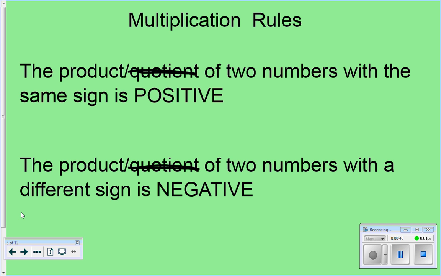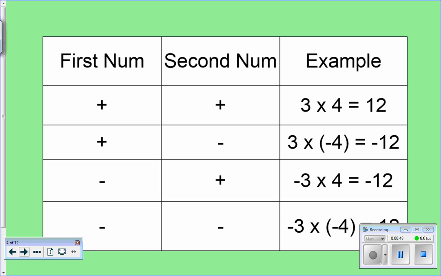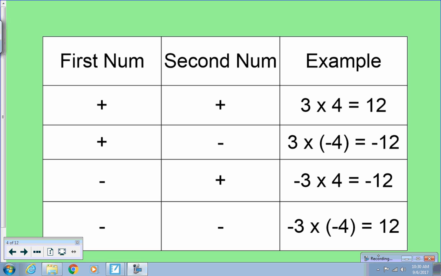Okay? And then I had a little chart to give you an idea of what happens here, and just a little example. So, if my first number is positive, my second number is positive, my answer is going to be positive. Okay, does that make sense to everybody? Two different signs. Look, if I have two different signs, both of my answers are negative. And if I have two negative signs, my answer is always positive.